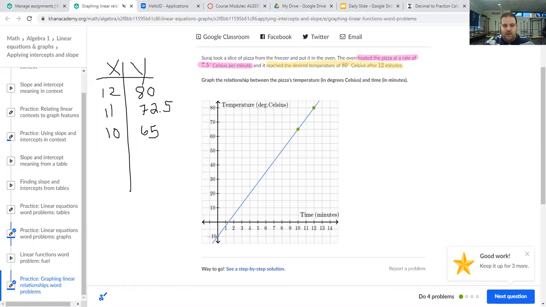So that's how you do these problems. Find a point to plot, figure out the slope, and then work off of that point to find another point somewhere else in the graph.